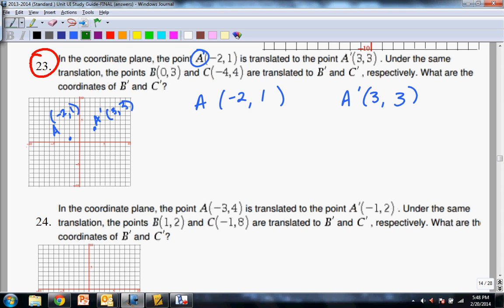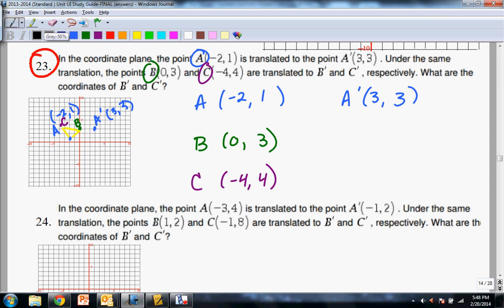It says under the same translation, so whatever the motion is, we're going to translate points B. B is at 0, 3. And then C is at negative 4, 4. So there's C. You see we have a triangle here, ABC, so we're translating it.